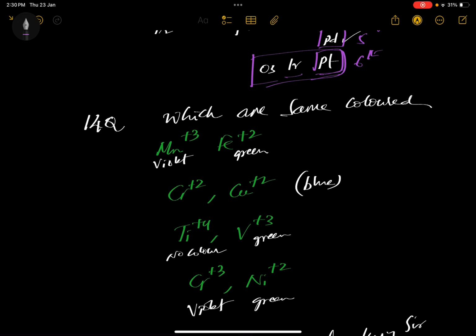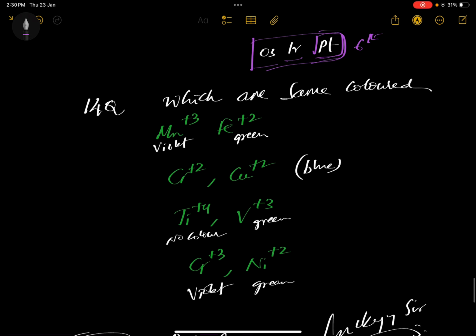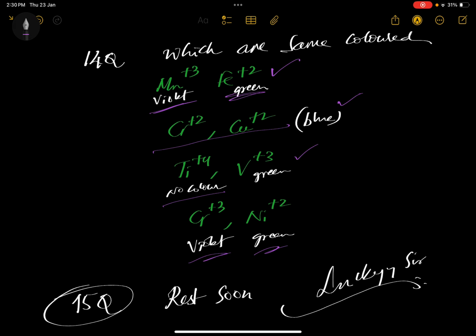Which are same colored? This is kind of memory based, but you can remember Fe+2 is green, Mn+3 is violet. Both these are blue. Titanium +4, no color, no unpaired electrons. Vanadium +3 is green. Chromium +3 is violet. And nickel +2 is green. Not so easy. You need to remember. But chromium and copper we can remember, I think.